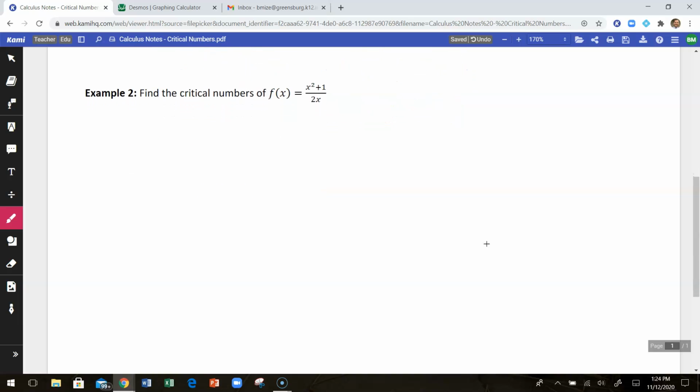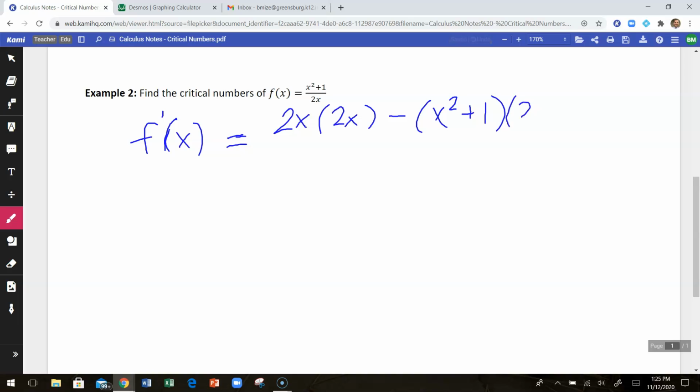Number 2, find the critical numbers of this function. Again, your first step is always find the derivative. Sometimes people make the mistake of just jumping right in and setting things equal to 0. Remember, find the derivative first, and the derivative is what you set equal to 0. So we have a quotient here, so I am going to use the quotient rule to find my derivative. I'm going to do the bottom times the derivative of the top minus the top times the derivative of the bottom, all over the bottom squared.